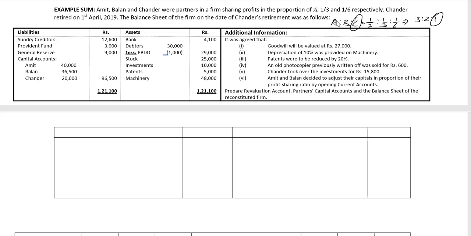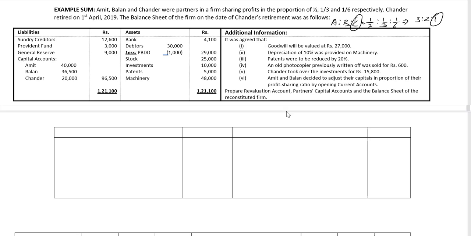and in the additional information, the point 6, which says Amit and Balan decided to adjust their capitals in proportion of their profit sharing ratio by opening current accounts. So this is the second method of adjustment of capital in retirement of partner, where the continuing partners decide that their capitals will be in the NPSR. Moreover, we need to make the adjustments not through bank but through current accounts, because that is what is specified.